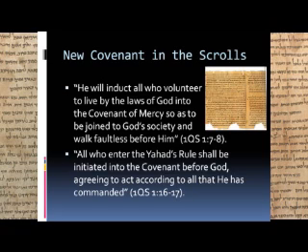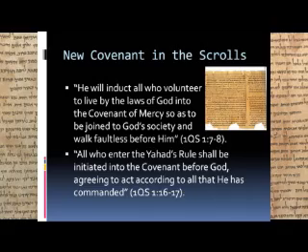Similarly, in the Serekh ha-Yahad, "He will induct all who volunteer to live by the laws of God into the covenant of mercy, so as to be joined to God's society and walk faultless before him." So at least these documents recovered in the scrolls reflect a sense that God is bringing about a renewed covenant, a new covenant with his people. "All who enter the Yahad's rule shall be initiated into the covenant before God, agreeing to act according to all that he has commanded."